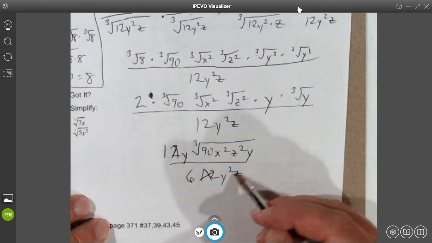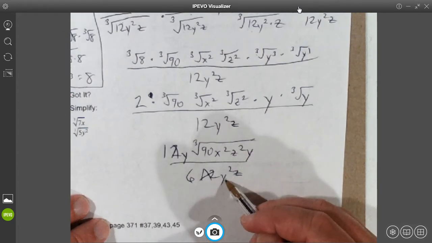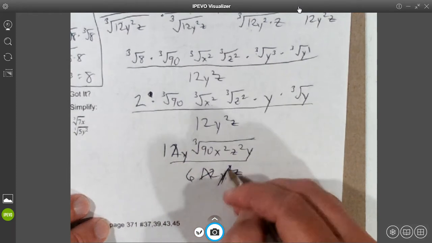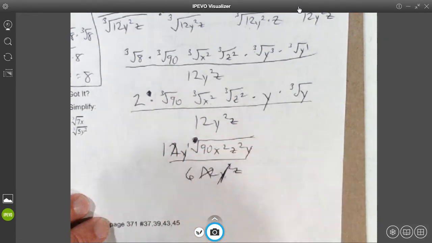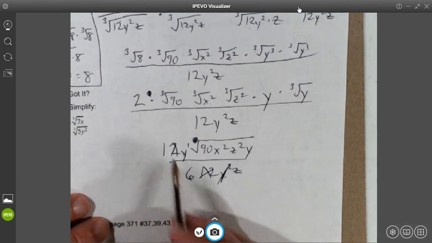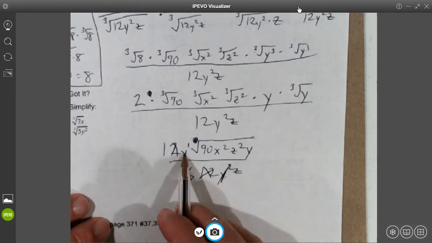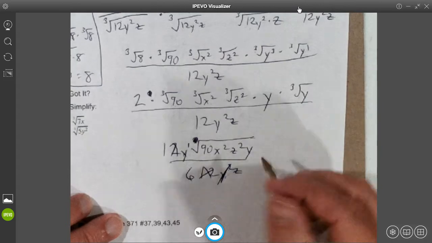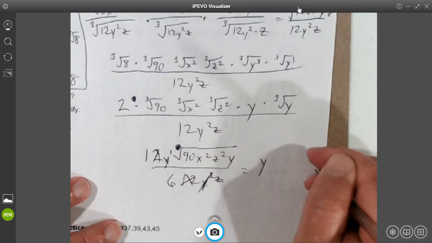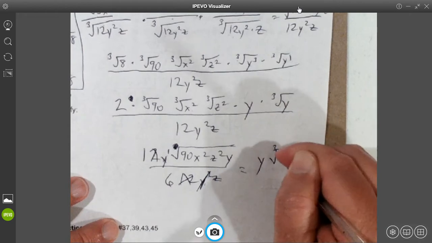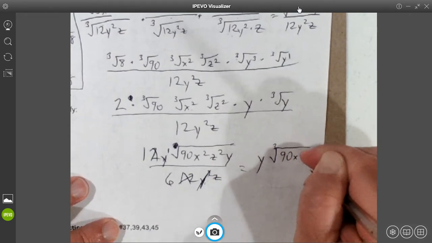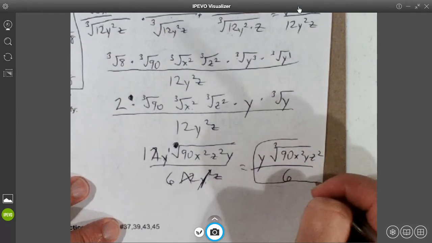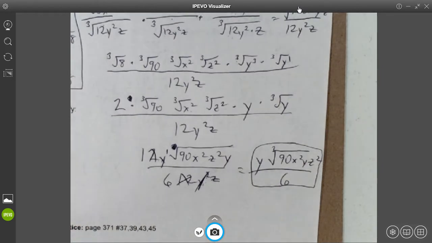Now, I can't do any canceling here because this is underneath a cube root and this is not. But what I can do is these y squareds can cancel. Two of these y's can cancel out two of those, leaving just y to the first. Both outside the radical, I can subtract those exponents, so 3 minus 2 is 1. So here is my simplified version: y times the cube root of 90 x squared y z squared, putting it in alphabetical order, over 6.